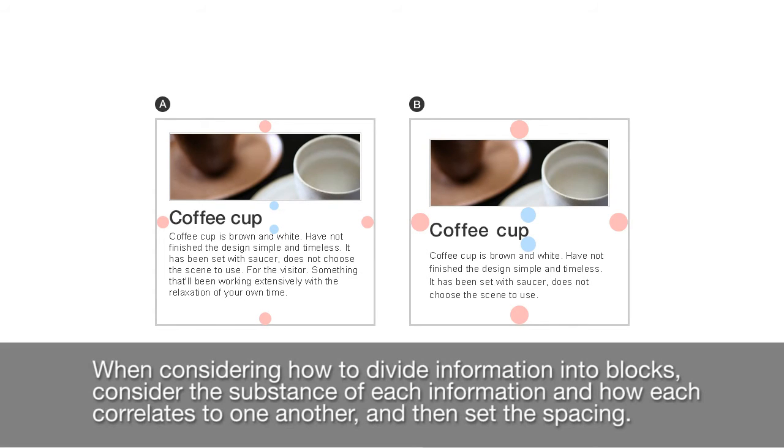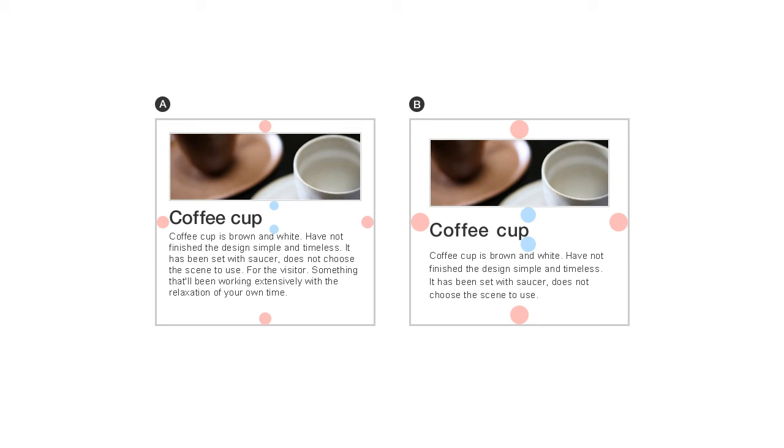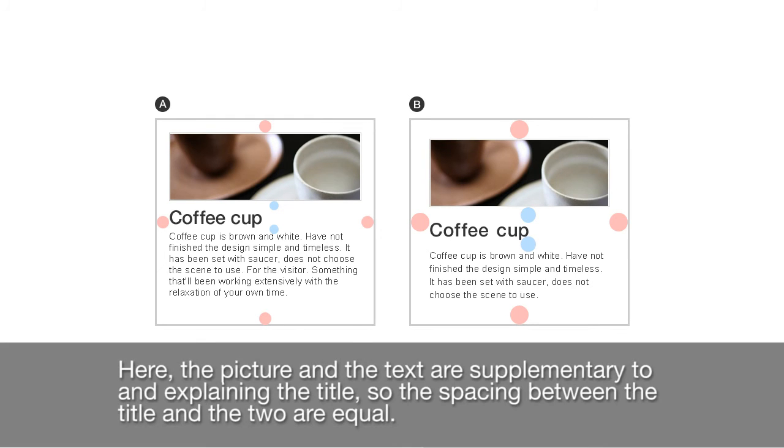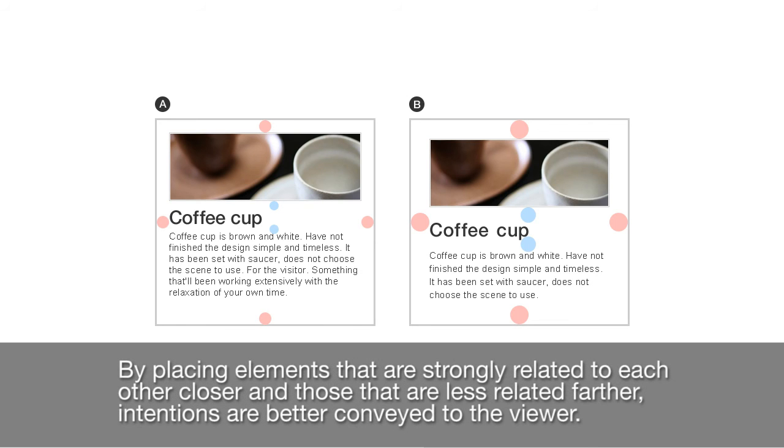When considering how to divide information into blocks, consider the substance of each information and how each correlates to one another, and then set the spacing. Here, the picture and the text are supplementary and explaining the title, so the spacing between the title and the two are equal. By placing elements that are strongly related to each other closer, and those that are less related farther, intentions are better conveyed to the viewer.